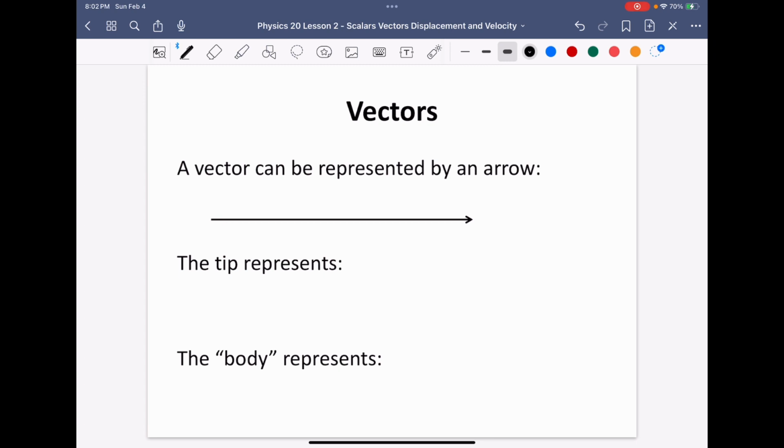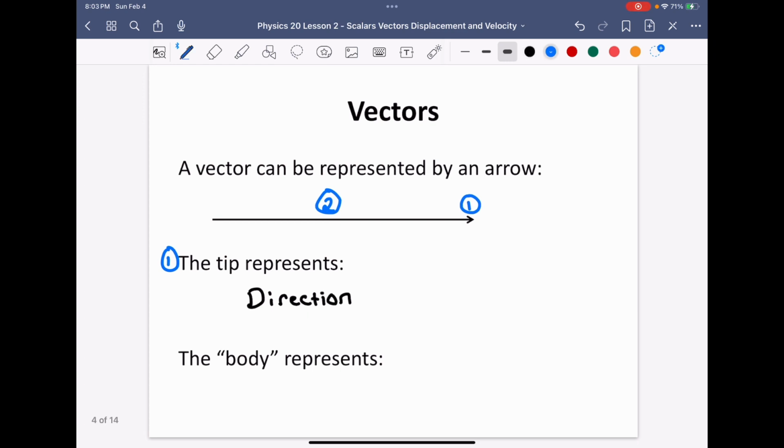So a vector can be represented by an arrow, and it's composed of two parts. I'll write it in the following way. Let's consider this part 1 and this part 2. What I'm pointing to in part 1 is simply the arrow that's on the front here. For number 1, the tip is going to represent the direction. It simply says, which direction is the motion of this object going? Which direction is the force going? So the tip represents direction.